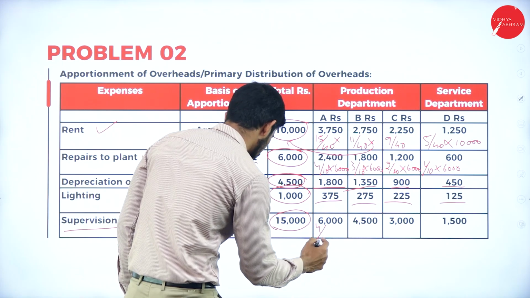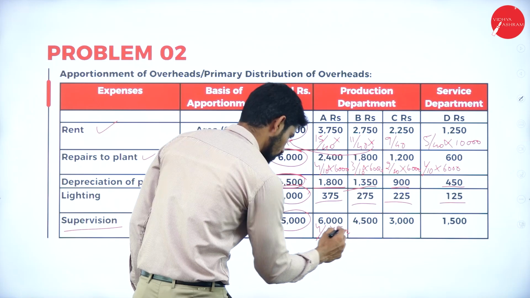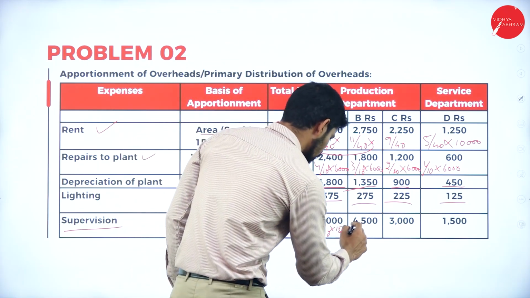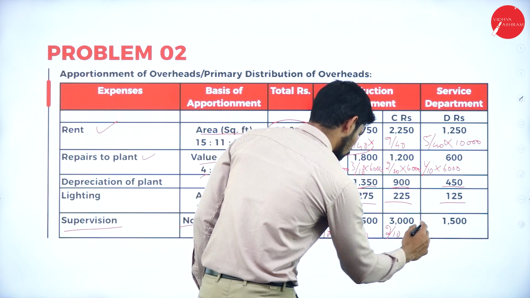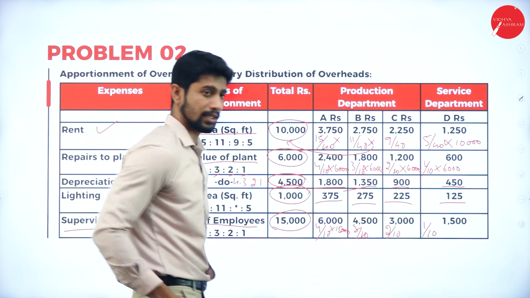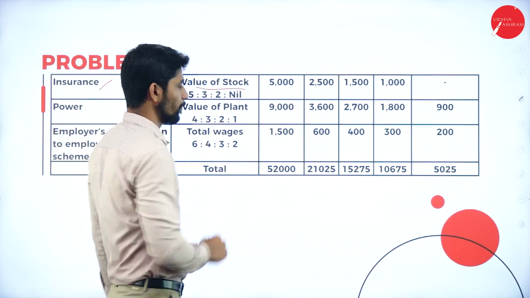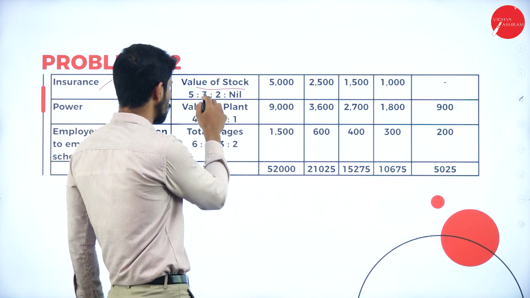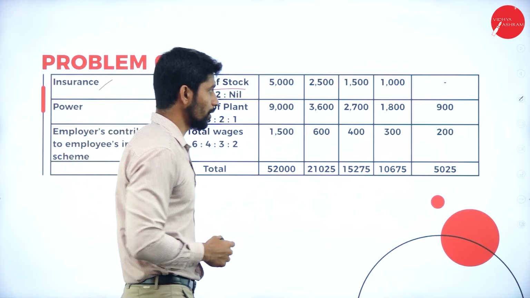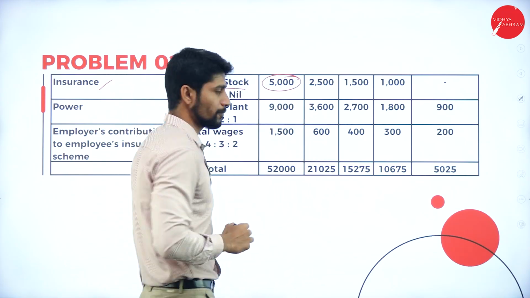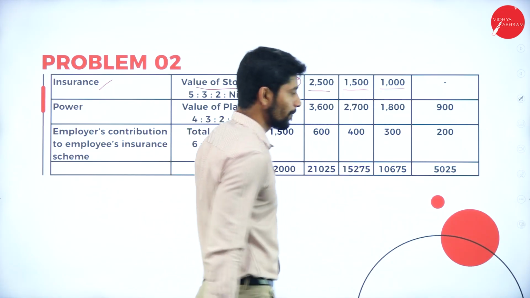So 4 divided by 10 into 15,000. So 6,000 you will get. Next 3 divided by 10. Next 2 divided by 10. 1 divided by 10. That's it. Next, insurance. So insurance is based on value of stock. So the ratio is 5 is to 3 is to 2 is to nil, because for the last service department there was no insurance. So total expenditure is 5,000. If you divide it, you get 2,500, 1,500 and 1,000.